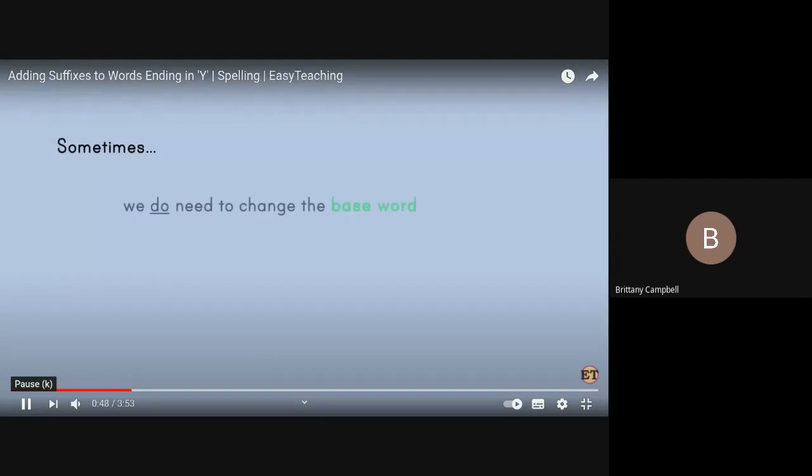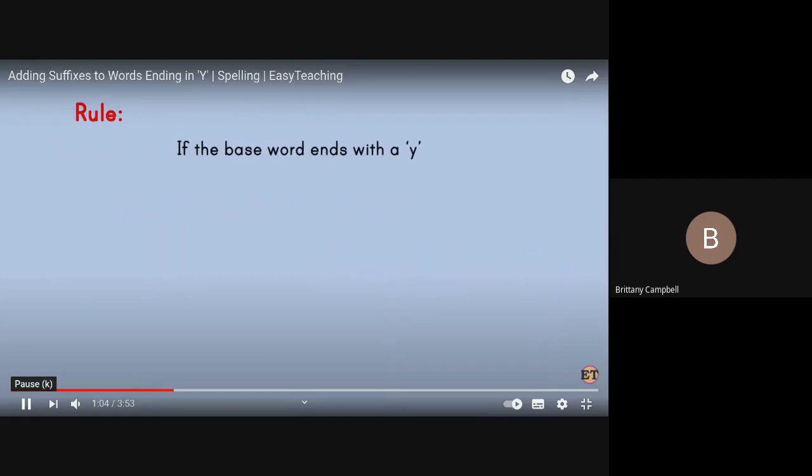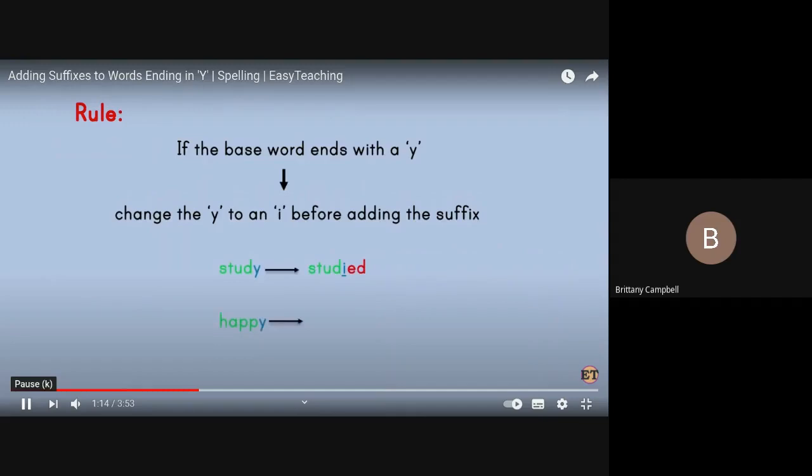But sometimes we do need to change the base word. If a word ends in Y, it often needs to be changed before adding a suffix. The good news is there is a rule we can follow that holds true in most situations. When the base word ends with a Y, we must change it to an I before adding the suffix. For example, study, studied; happy, happier; crazy, craziest.